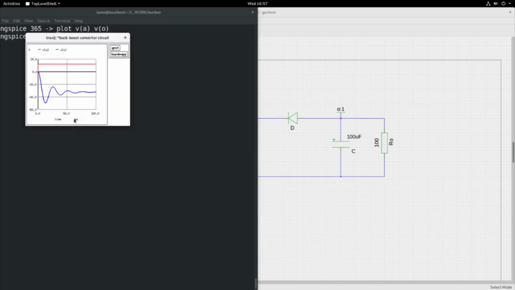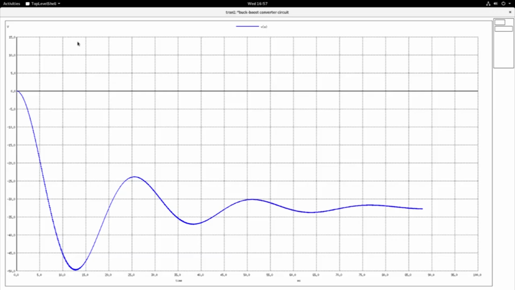So plotting these two here, you see the red plot is VA, the supply voltage, which is at 12 volts, and the blue plot which you are seeing here is the output voltage, and as expected the output voltage is negative because the input output relationship is -D by 1 - D.